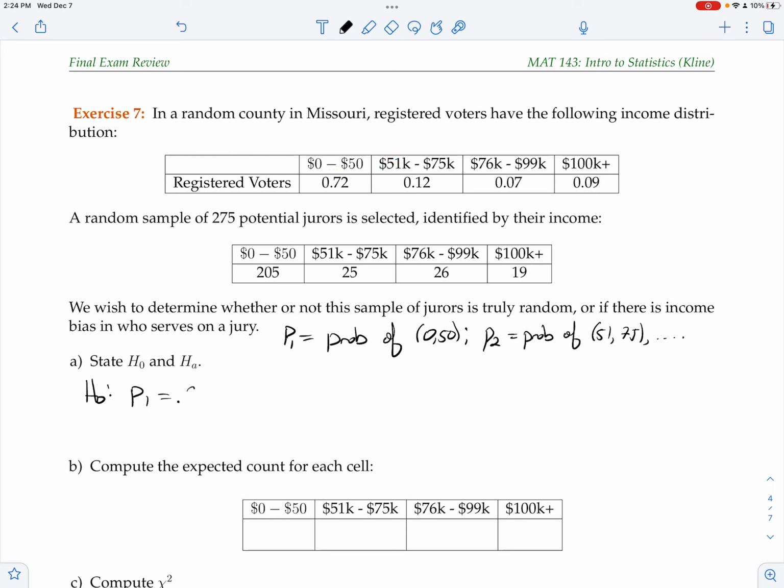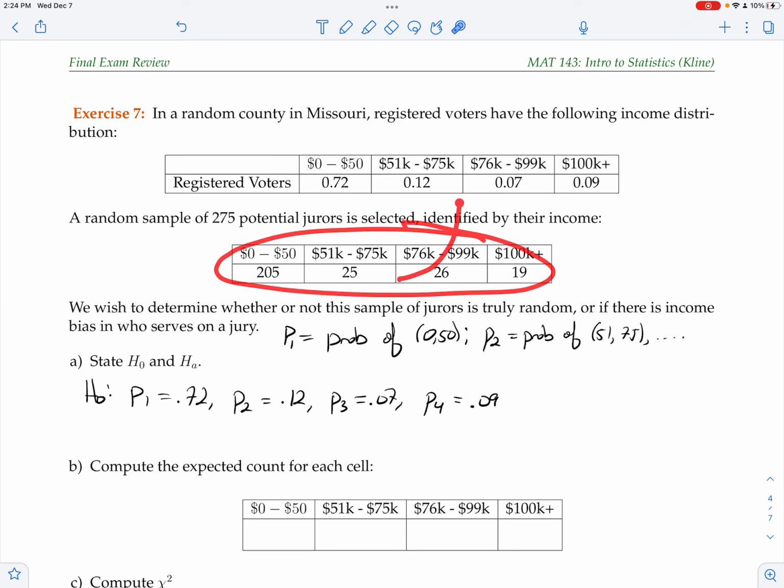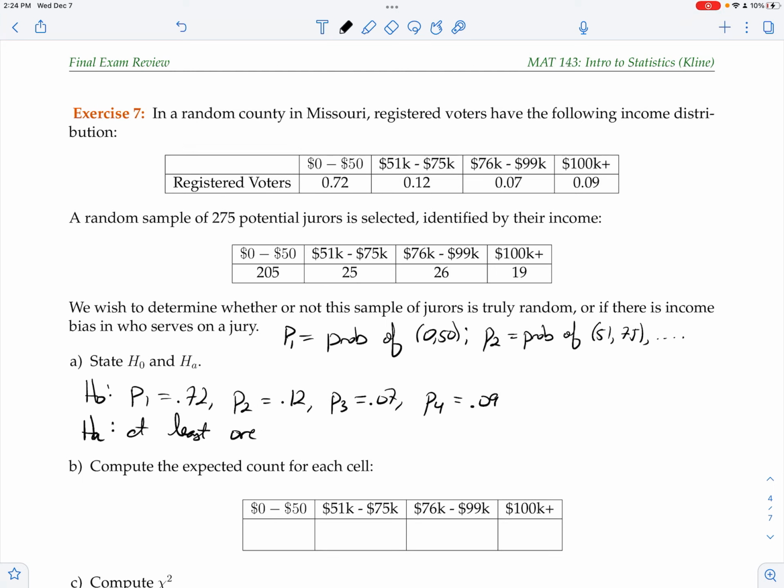So P1 is 0.72, P2 is 0.12, P3 is 0.07, P4 is 0.09. If nothing is going on, the distribution of these 275 potential jurors is going to follow the statewide distribution. That's the null hypothesis. The alternative is that at least one probability P sub i differs.